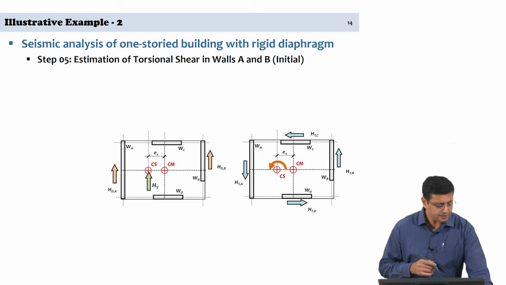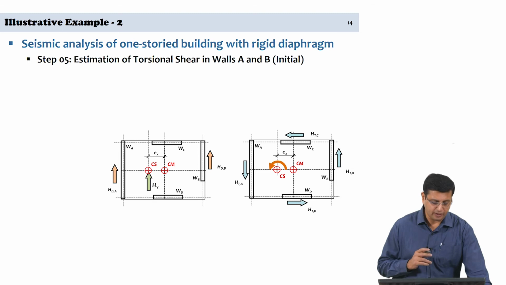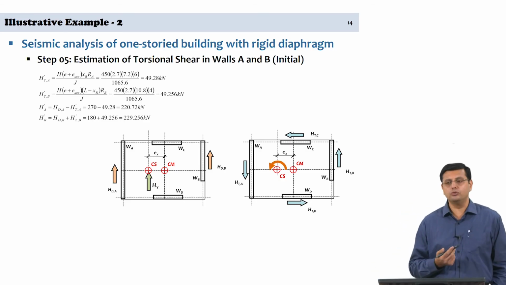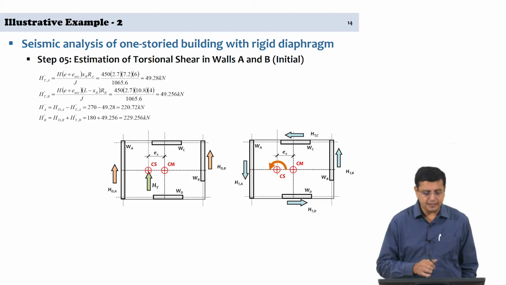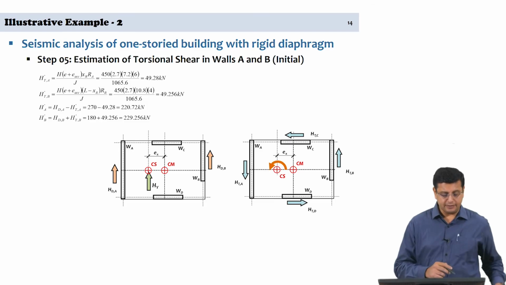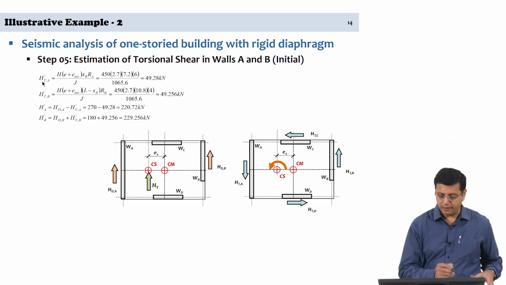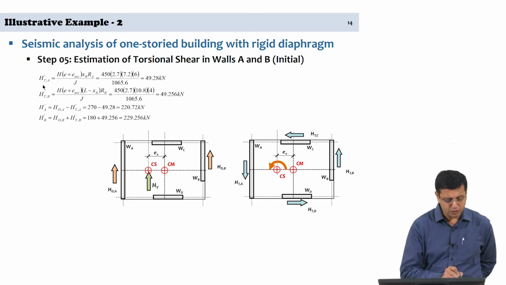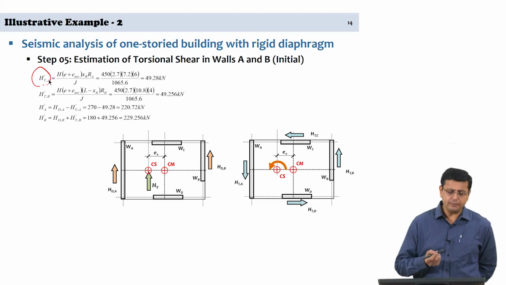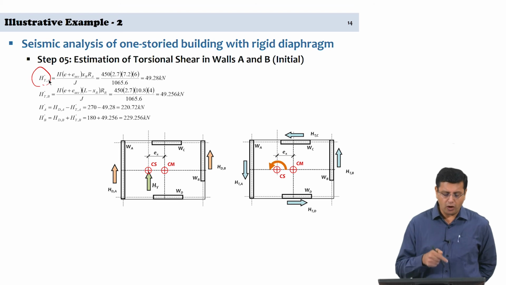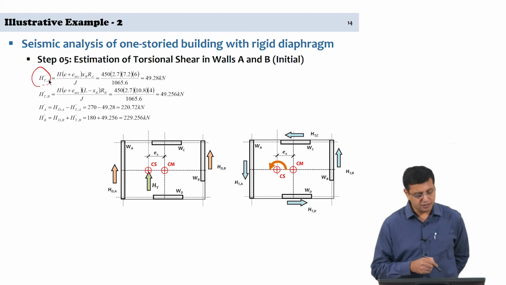So, in this initial estimate, there is no estimate of the accidental eccentricity yet. So, let us use a thumb rule to calculate the accidental eccentricity before we go to the code estimate of the accidental eccentricity. In this particular case, since we are making an initial estimate of the torsional shear, I am using the notation H prime Ta, which is the initial estimate of torsional shear in wall A, and H prime Tb, the initial estimate of torsional shear in wall B.